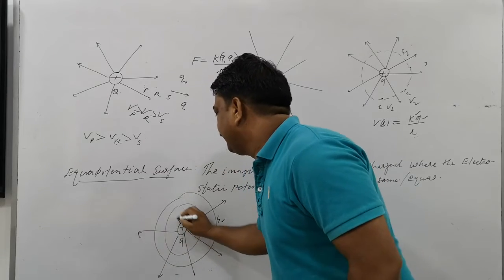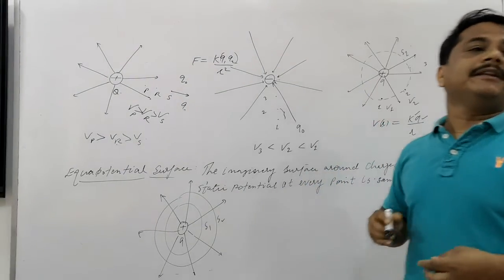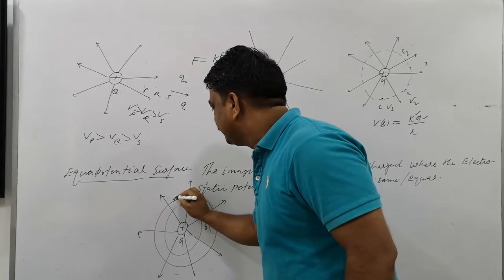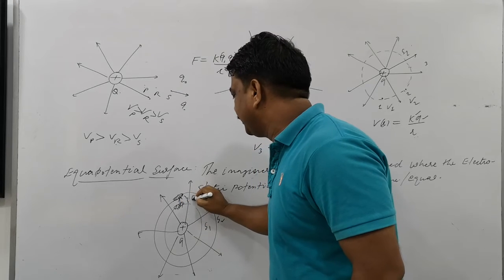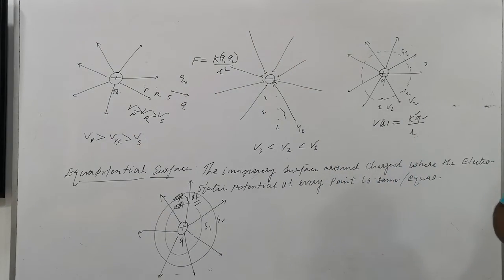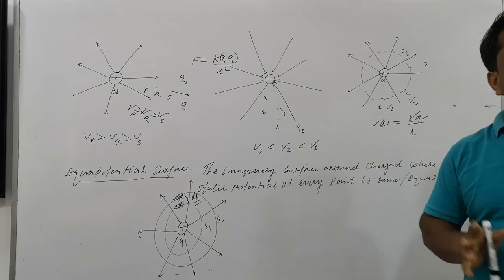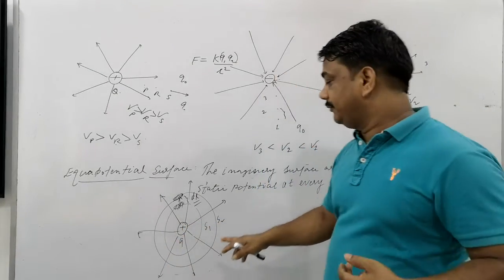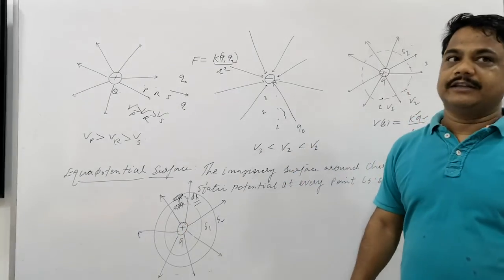Is that clear? We can simply understand here: this is one surface, this is two surfaces. Similarly, many surfaces can be drawn here. Between two surfaces there is a gap, which we denote as dr. If you want to move the charge from one surface to another, then work needs to be done. In the second case, if you move the charge from one point to another on the same equipotential surface, work is not done.